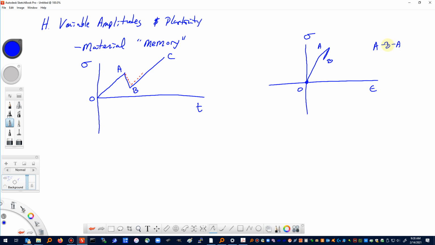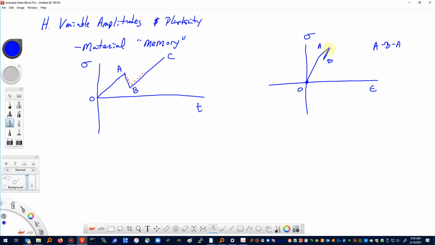Now here's the interesting thing about metals, materials in general, is that once that loading has reached the previous highest level, it continues on as if that excursion from A to B to A had never even happened. It ignores that excursion. Now, does it completely ignore it? Well, not necessarily, but this is a really good model for what happens in a lot of metals in particular.